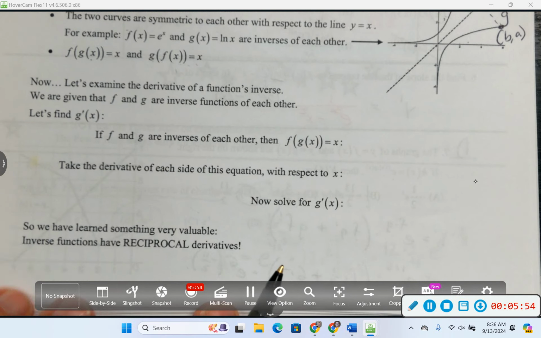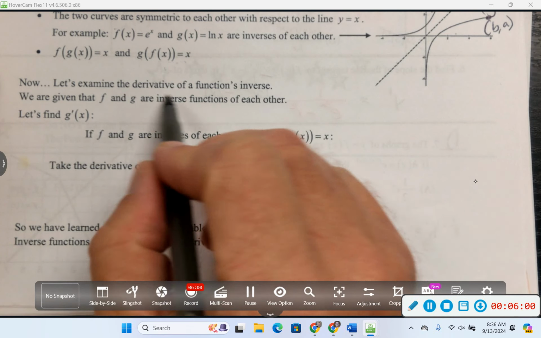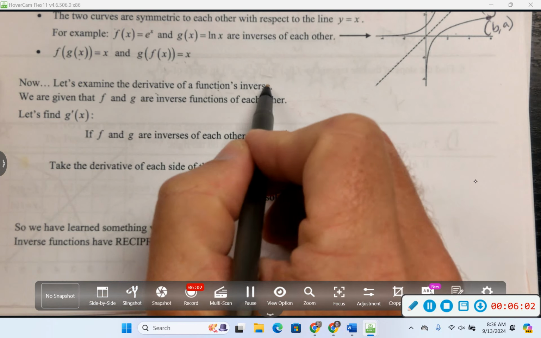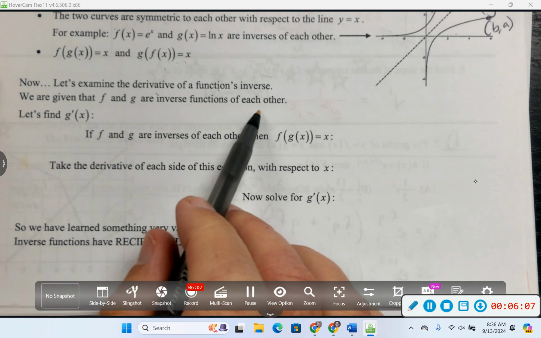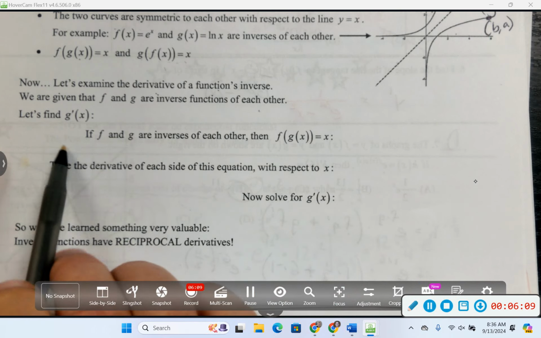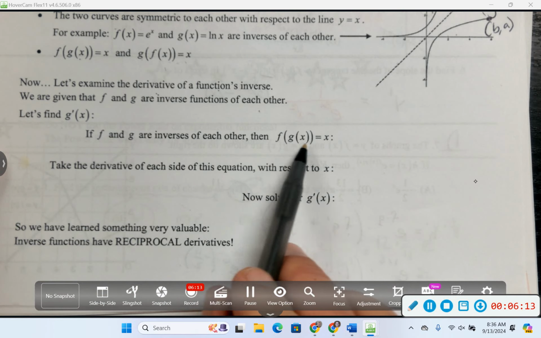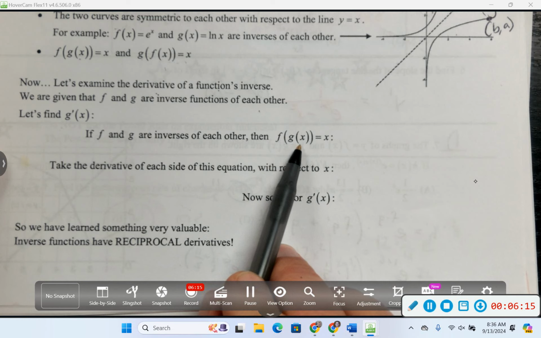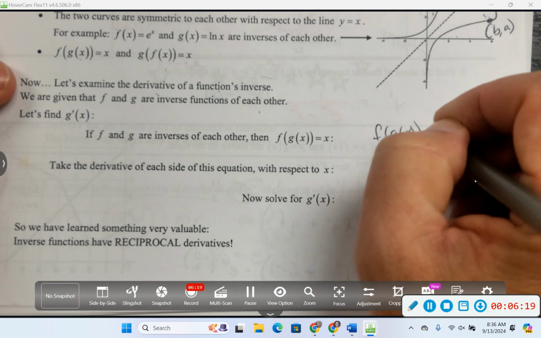Okay, all of that was still algebra review, and kind of tricky algebra review. Now we're going to get to the calculus, the derivative of a function's inverse. If we know f and g are inverses of each other, we're going to try to find g prime starting from f of g of x equals x.